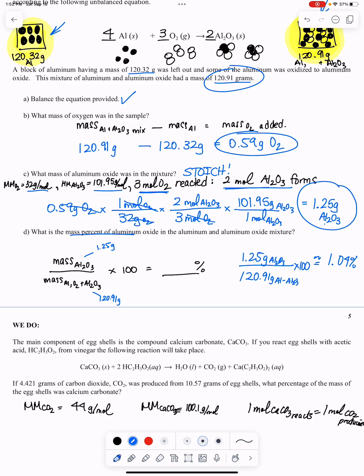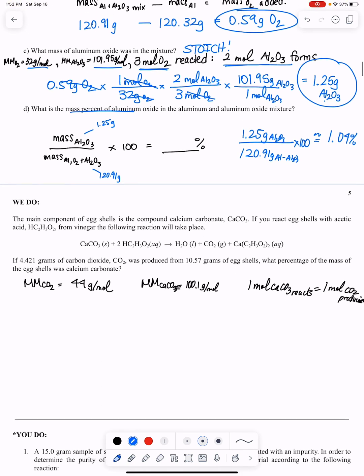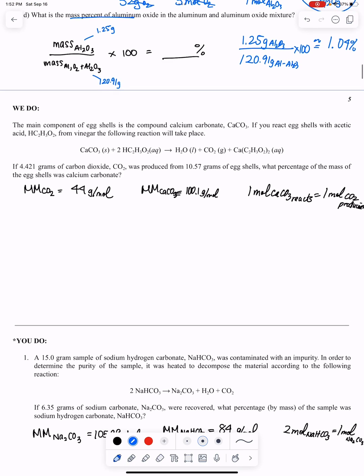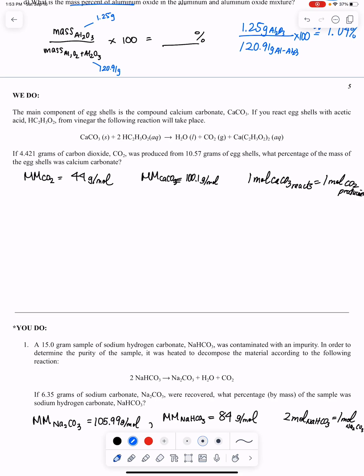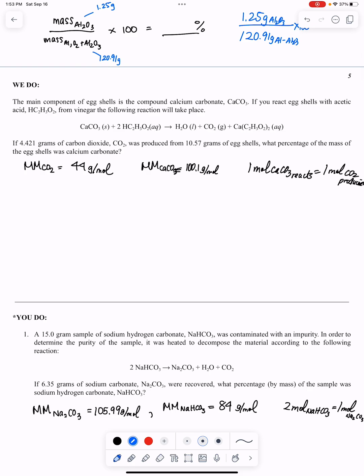For your homework, I wanted you to start looking at the "we do" and the "you do." And I'm going to do that for the next couple of minutes now. So let's look at the next question here. The main component of eggshells is the compound calcium carbonate, CaCO3. If you react the eggshells with acetic acid from vinegar, the following reaction will take place.